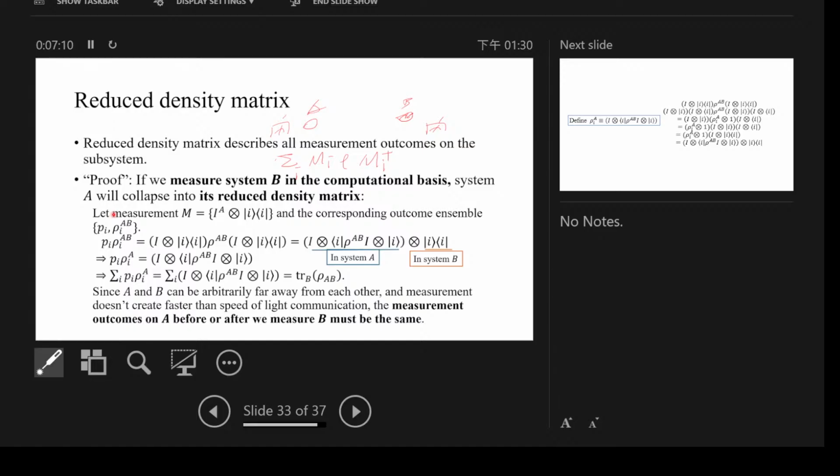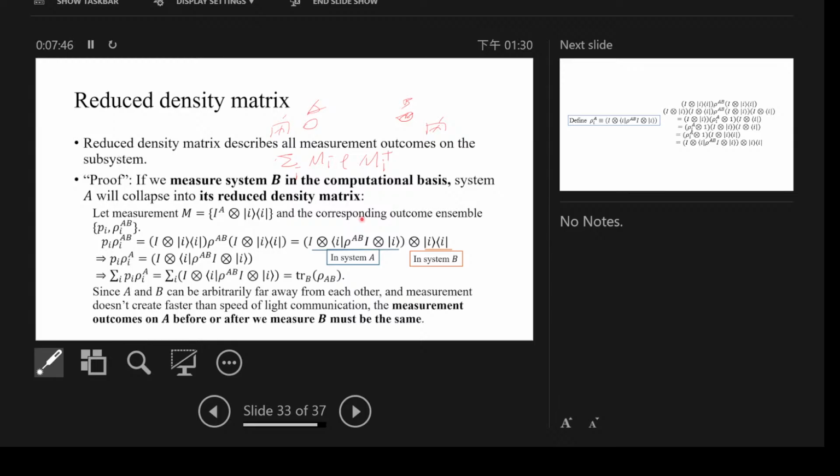So the proof is a bit of cheating because we use another property of the reduced density matrix. But I like this proof because it gives us a good idea of what the reduced density matrix is. The proof, in quotation marks, is this: we have system A here, system B here, and we say if we just measure system B in the computational basis, then A will collapse into its reduced density matrix.